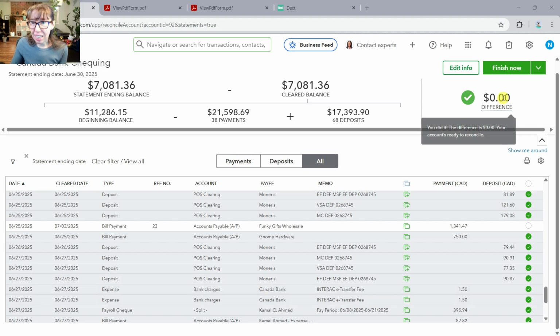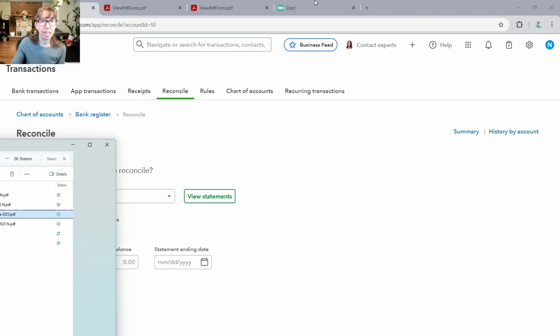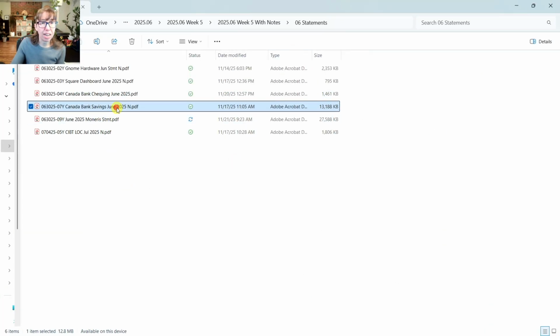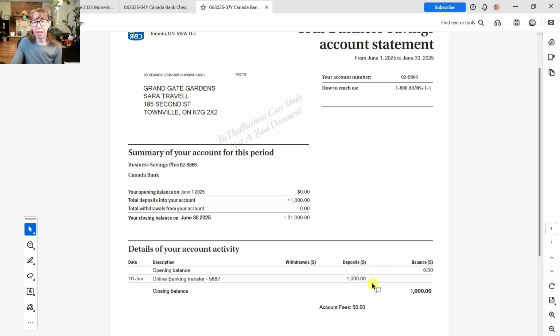So that is it for the Canada Bank checking. Let's go ahead and see what the next statement is. Next statement here is the Canada Bank savings. So not much going on in the Canada Bank savings account. There is one transaction. It's going to be a quick and easy reconciliation.